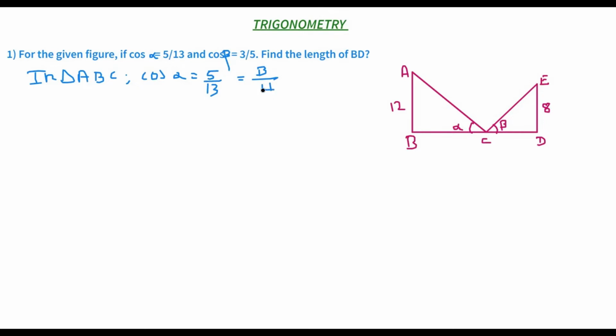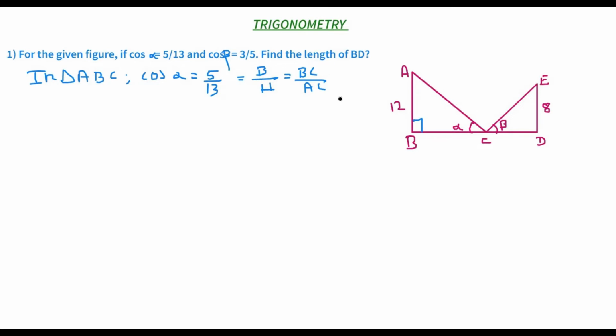Right, I hope you know what a base is. A base is the side which corresponds to the reference angle. So our reference angle is alpha. So our base is BC. And what is the hypotenuse? Hypotenuse is the side exactly opposite to 90 degrees. So here the 90 degree angle is B. The side exactly opposite to the 90 degrees is AC. So AC is the hypotenuse. Either you can remember it like this, or AC is the longest side of the right angle triangle.